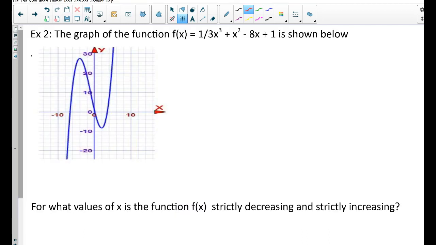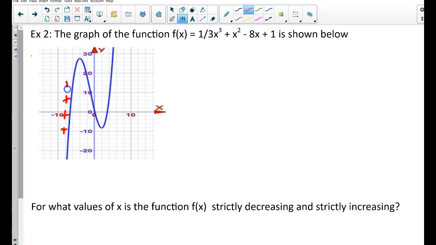What I'd like you to do is put the video on hold and try example 2, which is a graph of this function f of x shown below. I want you to decide for what values of x is the function strictly decreasing and strictly increasing. So please put it on hold.